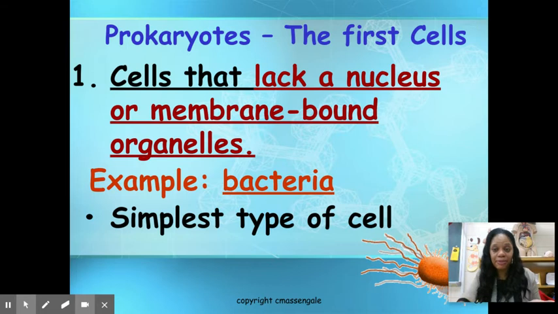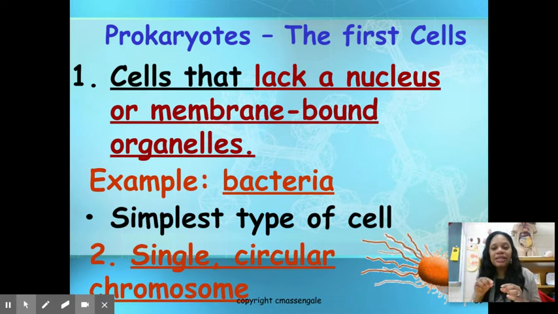This is the simplest type of cell, so you can write that down in your notes if you want to describe it. Inside, it does have genetic information. It's just not going to be confined inside of a nucleus. It's going to have one singular circular chromosome, and that singular circular chromosome is going to be, quote unquote, naked. Remember, these are not going to be membrane-bound, all right?